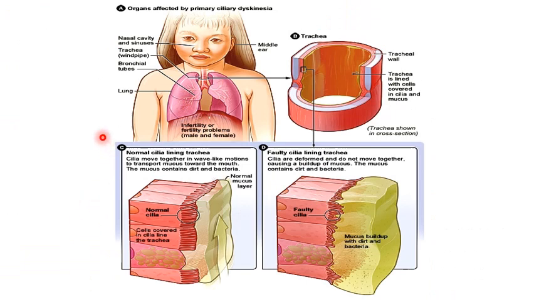So this is a picture for Kartagener syndrome, which is also called ciliary dyskinesia, where the cilia don't move. This is the normal respiratory epithelium which has cilia, and all are moving in one direction like this, so that the mucus which is settled over the epithelium moves upwards to throw off the bacteria and dust into the pharynx.